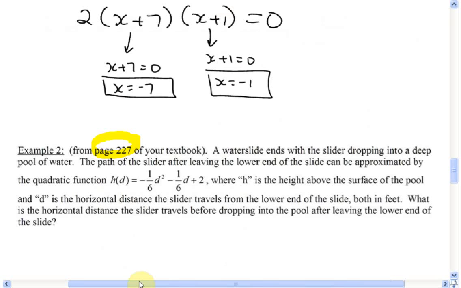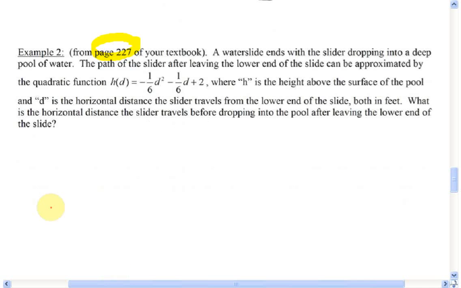This one says the following. You've got a water slide, and it ends with the slider dropping into a deep pool. So think about it like this. You're in the slide, and then all of a sudden the slide goes down, and here's the water. Now, as you drop into the pool, your height changes. So the path of the slider after leaving the lower end of the slide can be approximated by this function. H of d means that h is the height above the surface of the pool. It's the vertical height, okay?